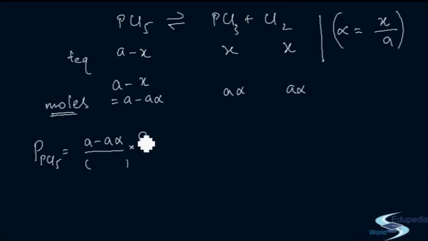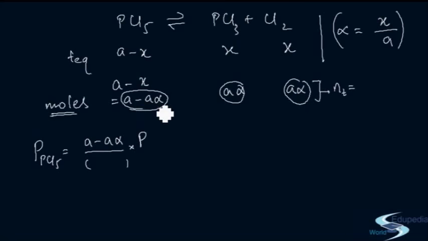Let's say total pressure at equilibrium is P. So total moles, what are total moles? Total moles is simply the sum of these three: A minus A alpha plus A alpha plus A alpha. That means total moles is going to be equal to A plus A alpha, which is simply A into (1 plus alpha).